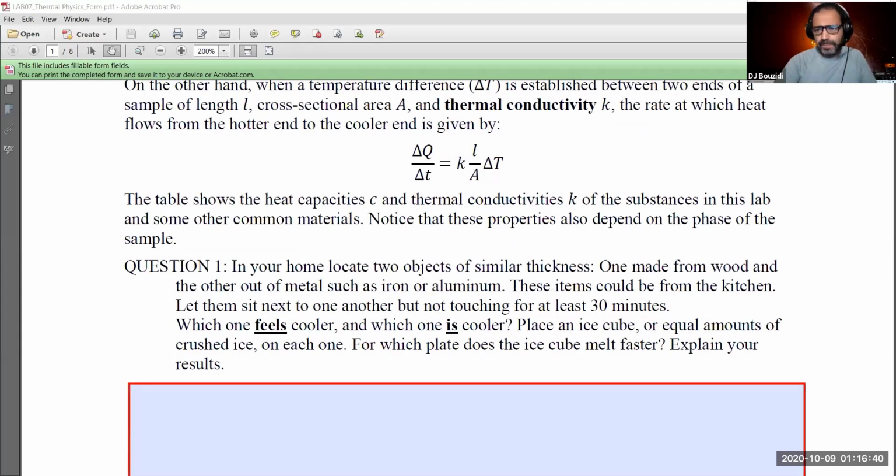Okay, question 1. This is a task that you need to do at home. In your home, locate 2 objects with roughly similar thickness, made out of different materials. A wooden spoon, for example, and a metallic spoon. One made from wood and the other out of metal, such as iron or aluminum. It doesn't have to be spoons, whatever you can find at home, as long as they are similar in thickness and similar in size, more or less.